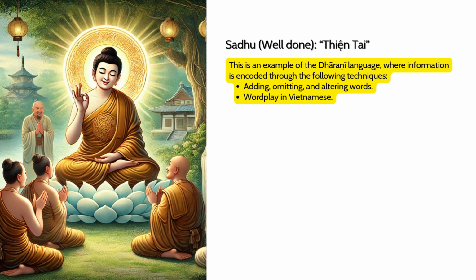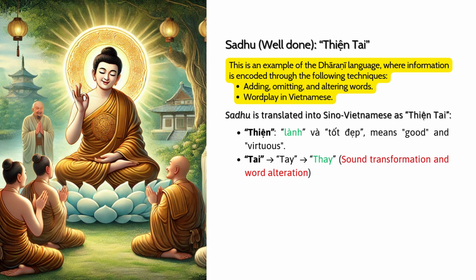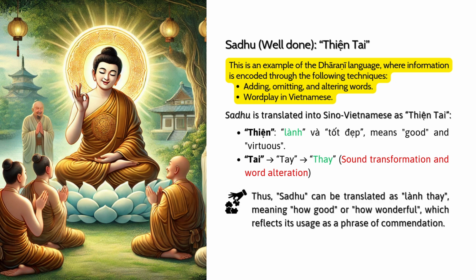Now, we can use the Dhāraṇī language to explain why it holds such meaning. Sadhu is translated into Sino-Vietnamese as Thien Thai. In this term, the word Thien in Vietnamese means lan and tot dep, which translates to good and virtuous. The word Thai is transformed into Te. By changing the T to Thi-ish, Te becomes Thay. Thus, sadhu can be translated as lan Thay, meaning how good or how wonderful, which reflects its usage as a phrase of commendation.